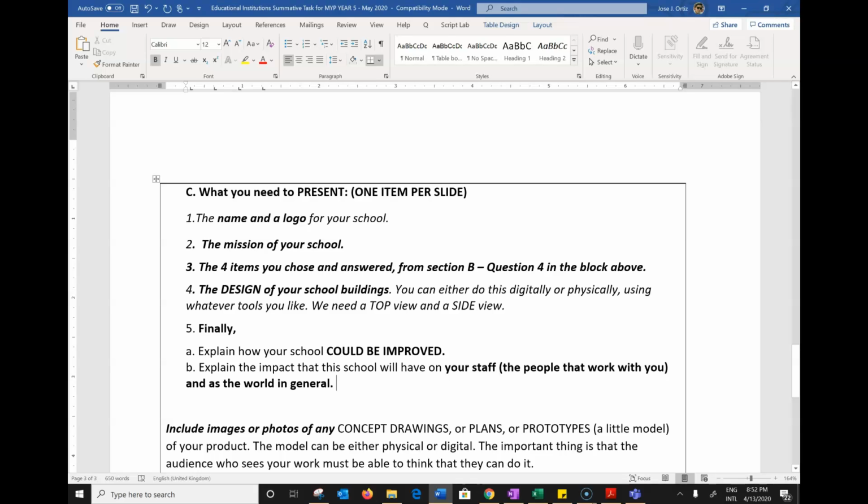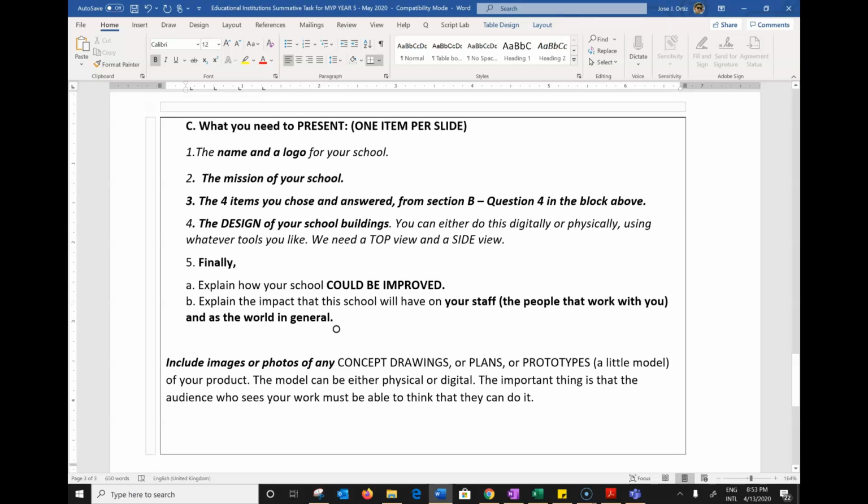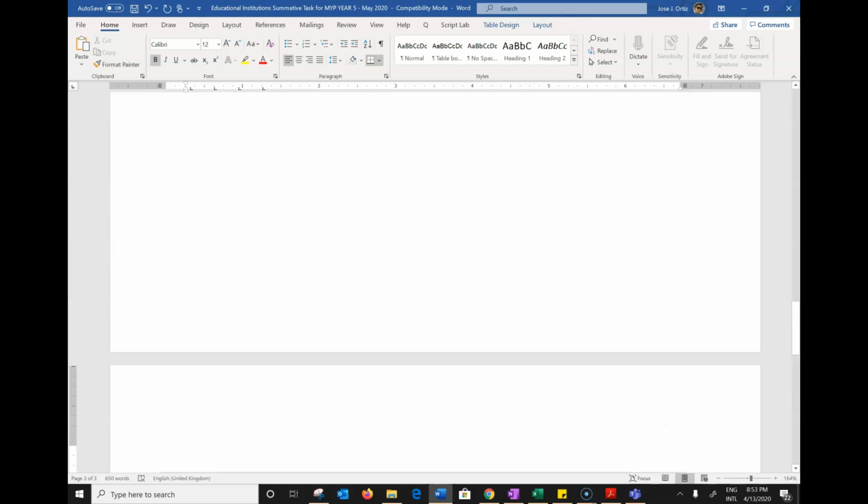So, that school that you built, what will it do? How will it affect the lives of the people who work there? And how will it affect the world in general, your student population? I encourage you to include images or photos of any concept drawings, plans, or prototype. Prototype is a model of your product. The model can be either physical or digital. The important thing is that the audience who sees your work must be able to think that they can do it. And that's about it.